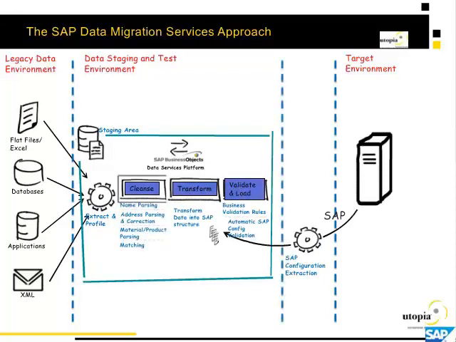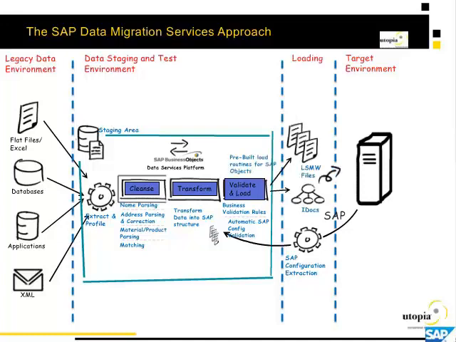We're going to pull the configuration rules from the ECC system so that as we iterate through the data, we're going to be able to make sure that the data passes all said rules that are in the ECC system, and so that when you go live, you've already iterated through all of the issues and the data is going to load properly the first time.